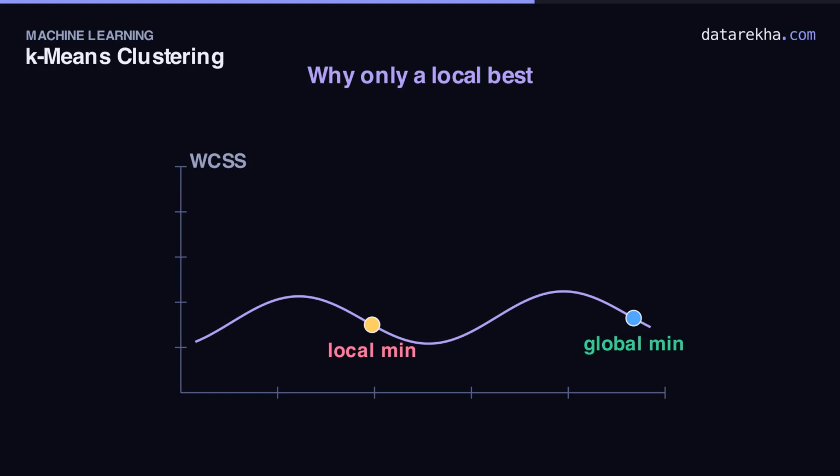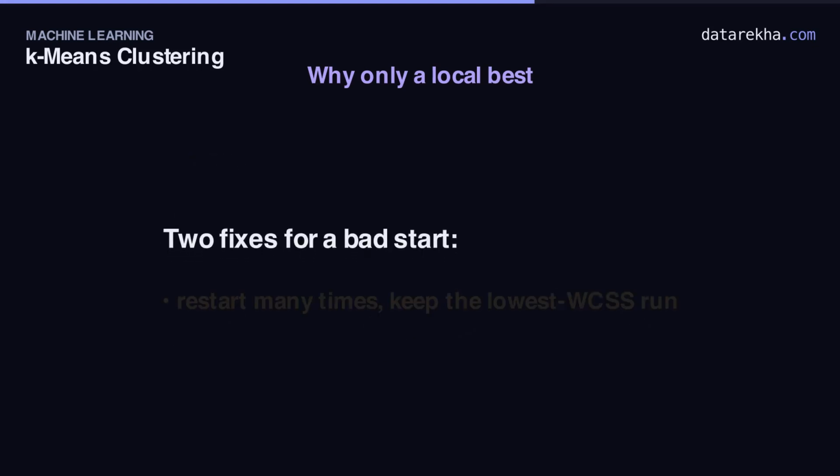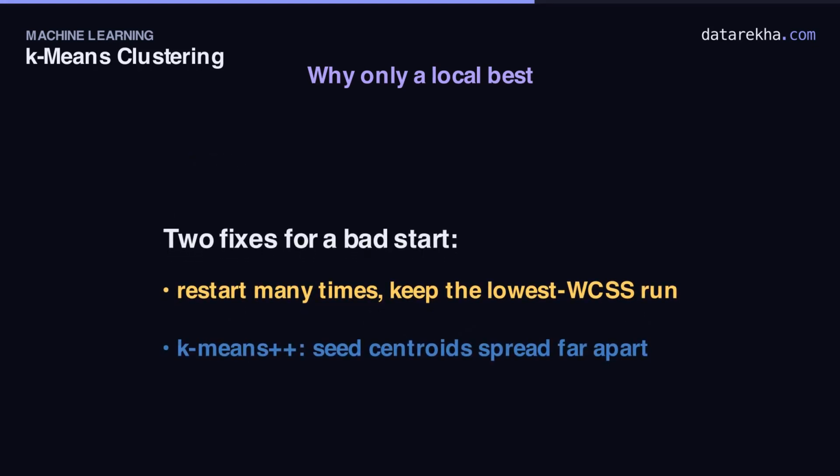Initialization isn't a detail, it decides the outcome. So in practice, you never trust one run. Two fixes. Restart many times from different random seeds and keep whichever run ended with the lowest WCSS. Or use k-means plus plus, a smarter seeding that spreads the initial centroids far apart, usually landing you in a much better valley on the first try.